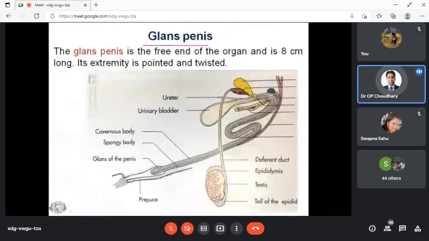Then the last part is the glans penis, and the glans penis is the free end of the organ. You can see here, this is the glans penis, and it is about 8 centimeter long. The extremity of the glans penis is pointed and twisted.